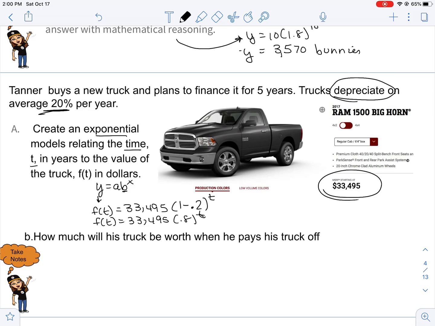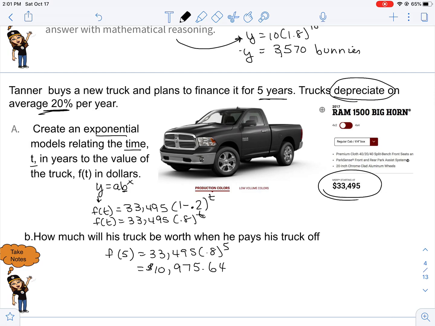Okay, how much will his truck be worth when he pays it off? Well, it told us it was going to take 5 years to finance that. That means he's going to make payments for 5 years and then he'll own it. So if I want to figure out for 5 years, I could substitute in f of 5 and do that to the 5th power. And again, grab your handy calculator or Desmos calculator, and we can see in 5 years when he pays this $33,000 truck off, his truck will be worth about $10,000, almost $11,000.